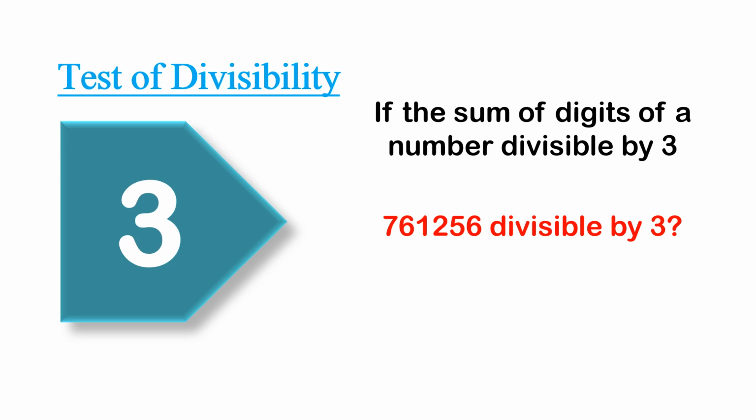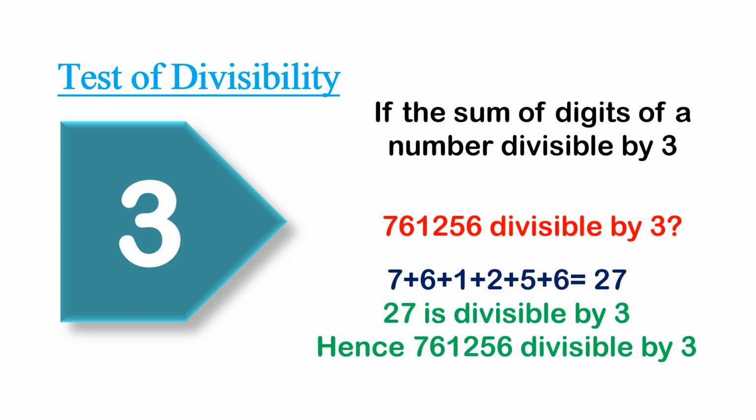7,61,256. Whether this number is divisible by 3 or not. Let's see the sum first. 7 plus 6 plus 1 plus 2 plus 5 plus 6, which is equal to 27. So 27 is divisible by 3. Hence the number 7,61,256 is also divisible by 3.